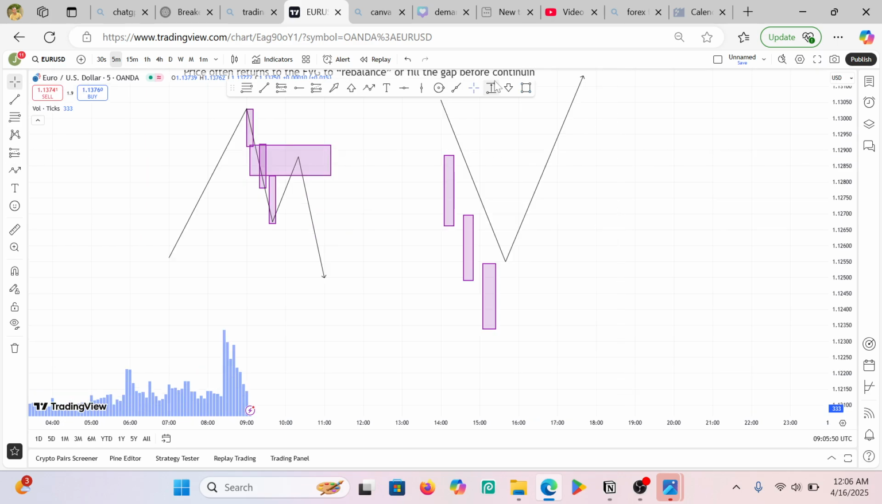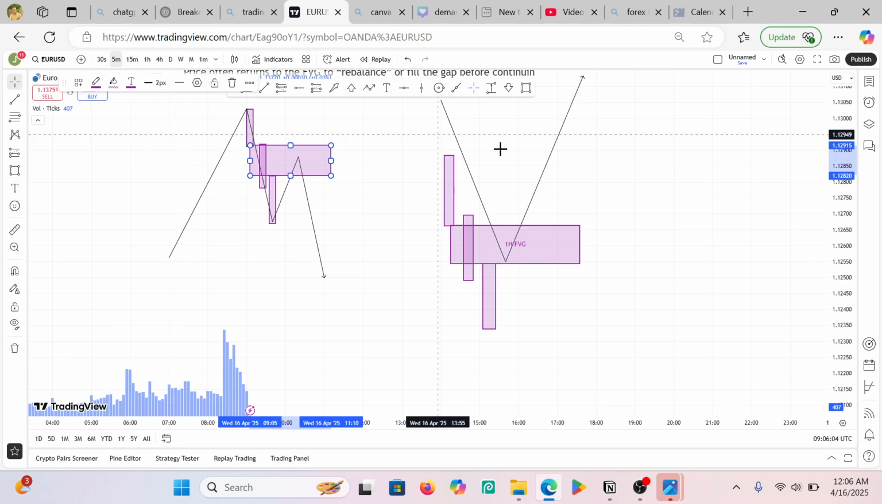So I have told you that you mark the low of this candlestick and the high of that candlestick, and that's what we call a fair value gap. This one can also be a one hour fair value gap. This is a long position.